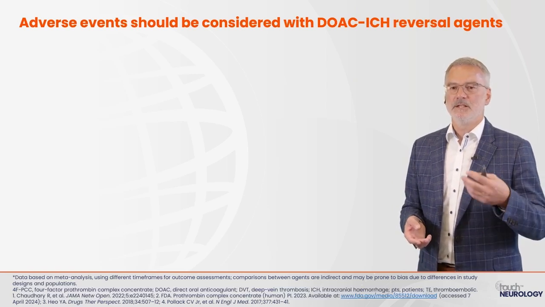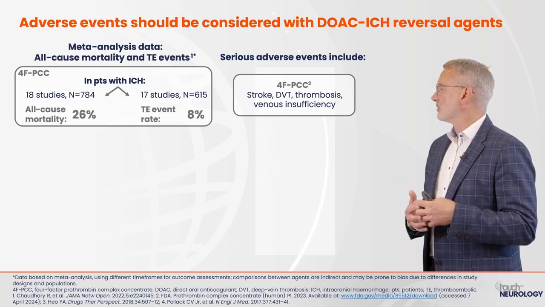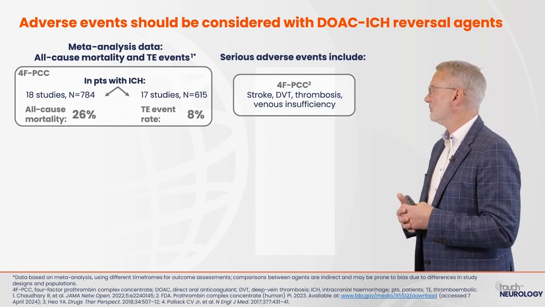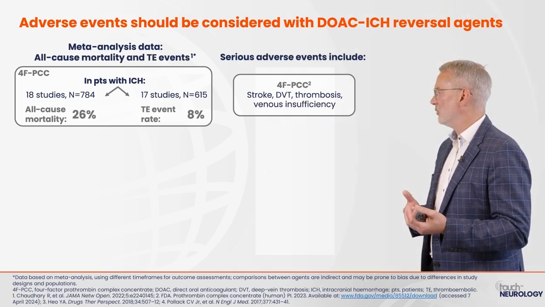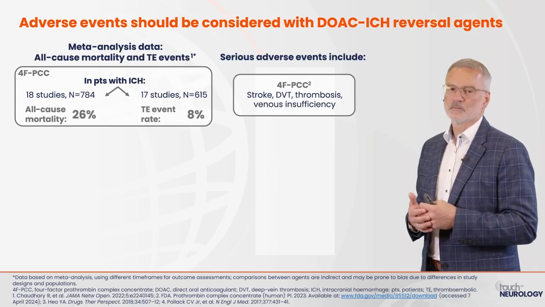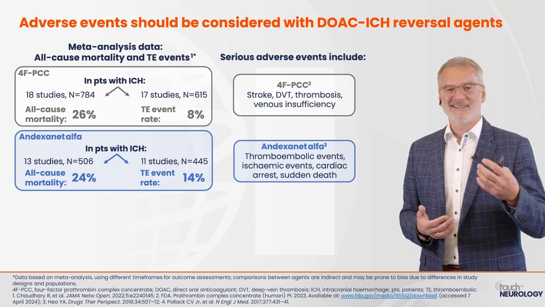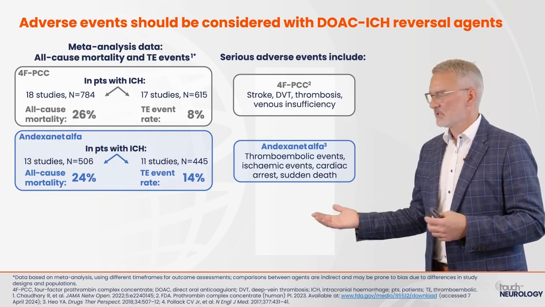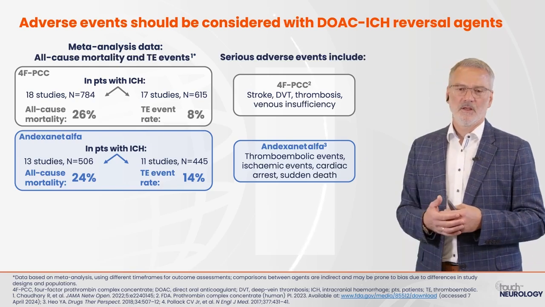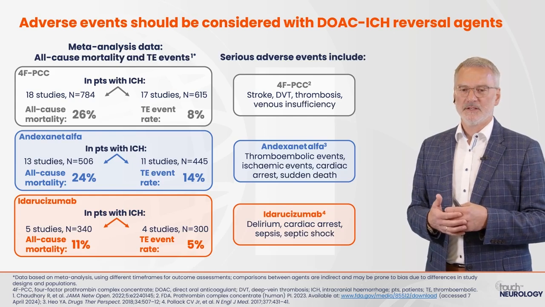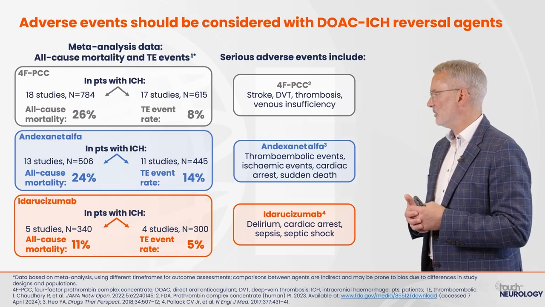Having said that, the mortality rate in those 18 studies reporting all-cause mortality after DOAC reversal with PCC was 26%, with a thromboembolic event rate reported at 8%. If you look at the 13 studies that reported the outcome of andexanet alpha-treated patients, all-cause mortality was 24%, thromboembolic event rate 14%. For idarucizumab, in 5 studies, an all-cause mortality of 11% with a thromboembolic event rate of 5% were reported.